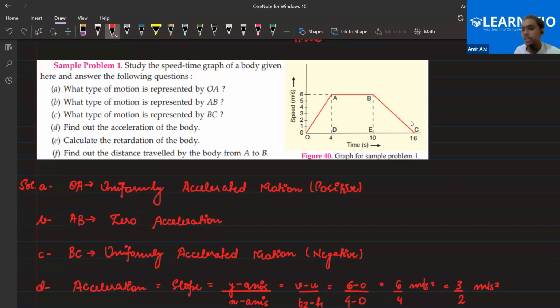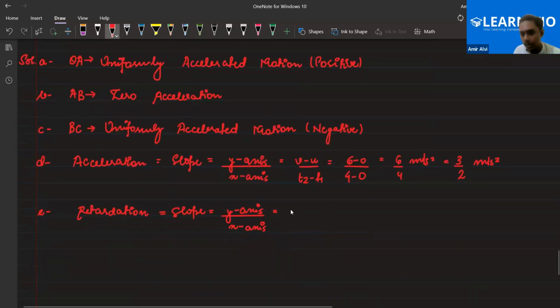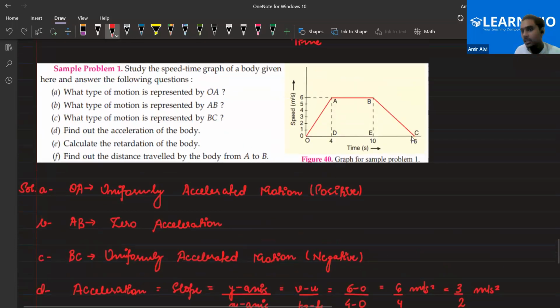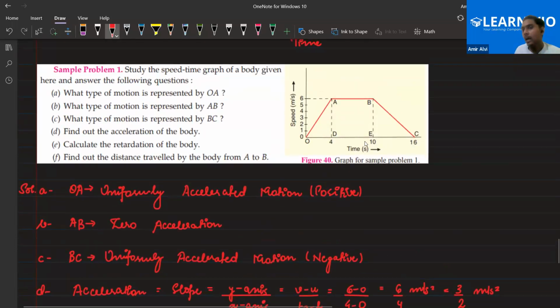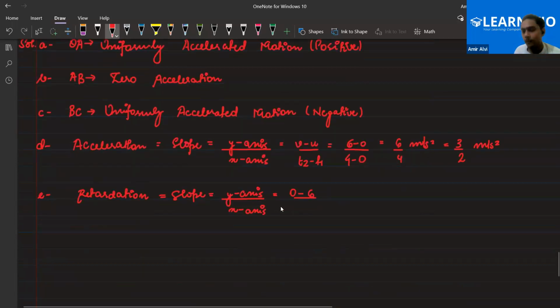Acceleration is what? Change in velocity. So final velocity is 0, that is v, minus initial velocity, which was 6, divided by the time taken, which is 16 and this is 10. So the time is given as 16. So 16 minus 10, because this is the time interval, right? So 16, because time cannot be negative. So 16 minus 10. So it is coming out to be minus 6 by 6, which is equal to minus 1 meter per second square.